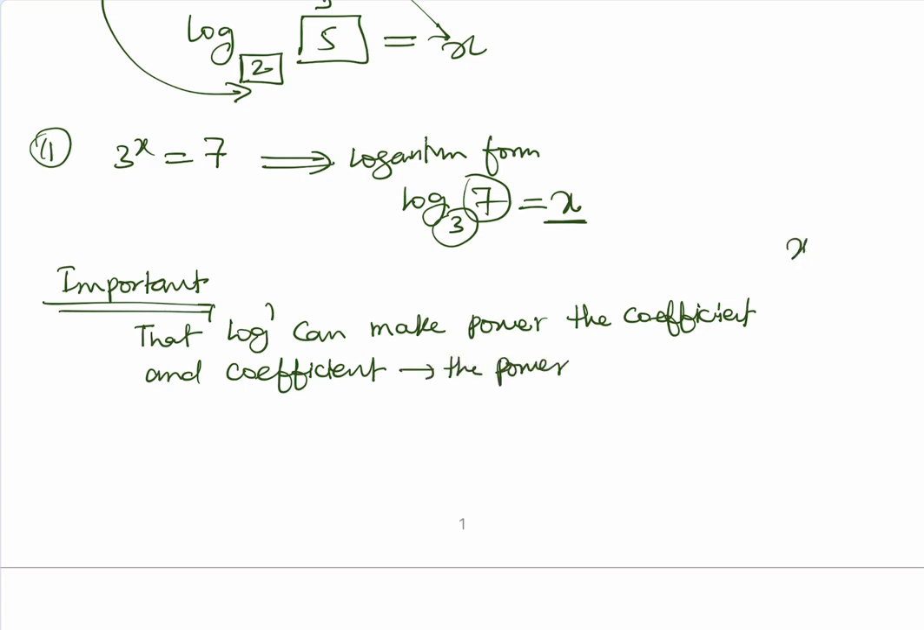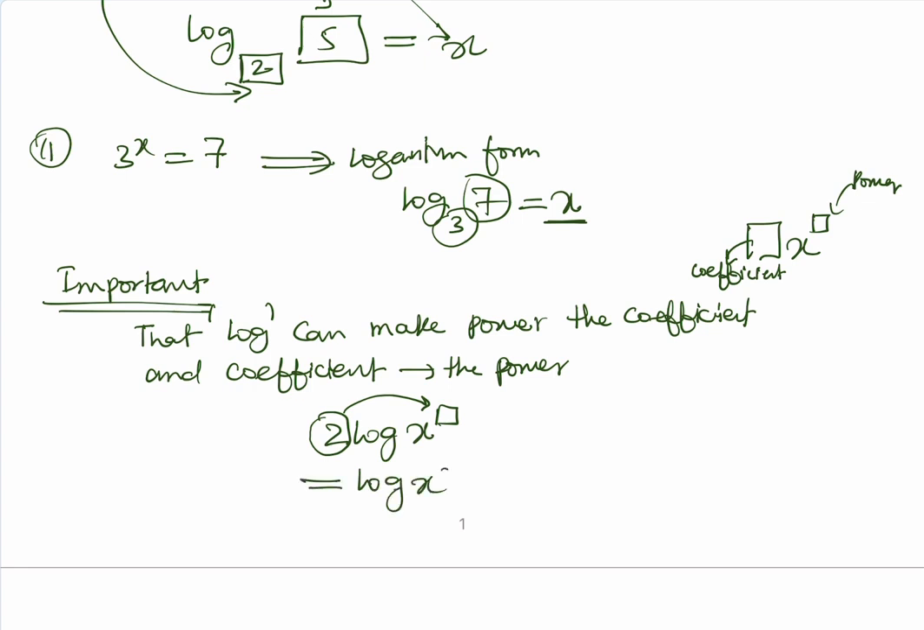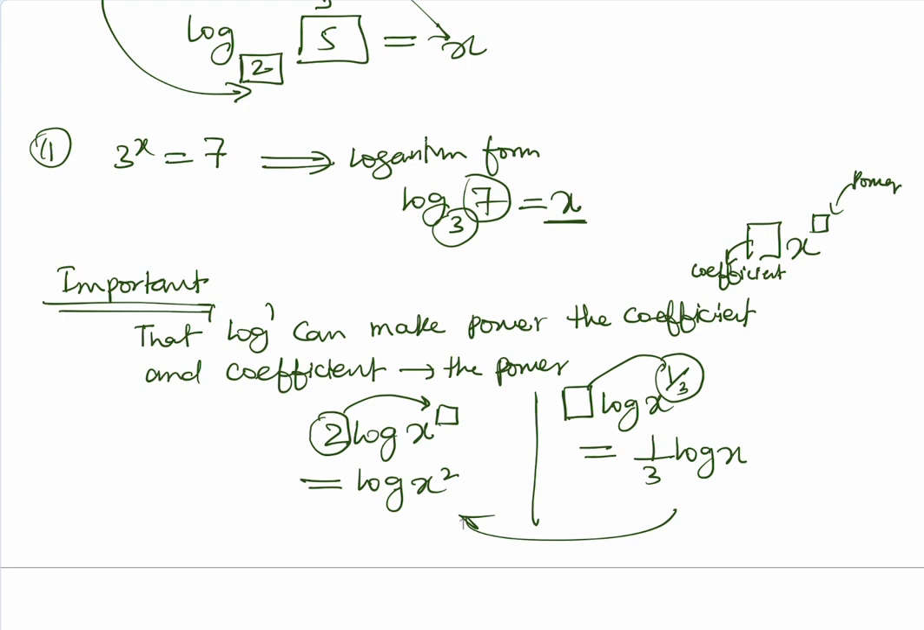You know that if there is a variable, this thing is a coefficient and this thing we call a power. So logs enable you, let's suppose we have 2 log x, to make a coefficient into a power of the variable of the log. So you can write it as log x squared. Similarly, if you have log x power 1 over 3, any log with any base enables you to make this power a coefficient. So you can write it as 1 over 3 log x. It works both ways.